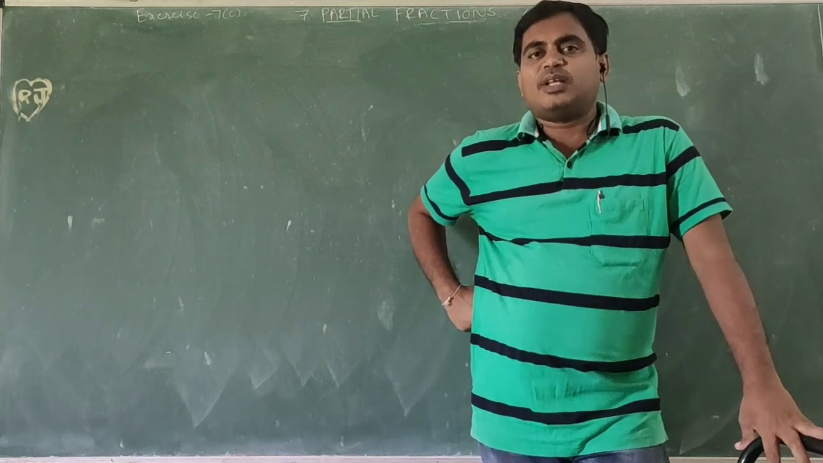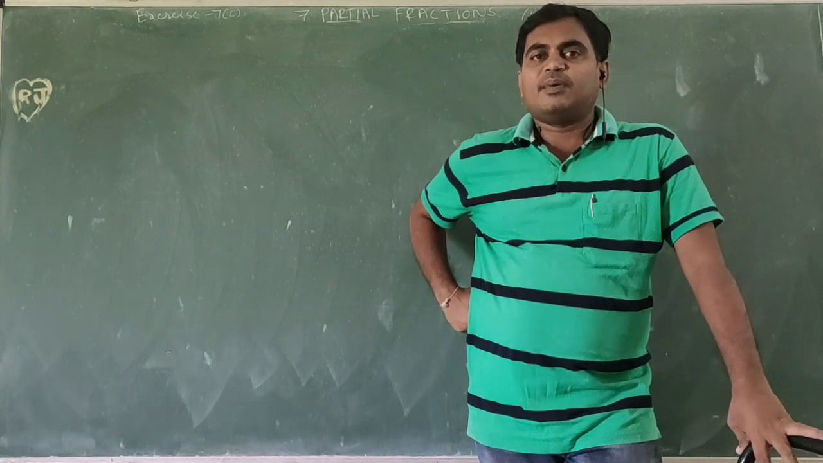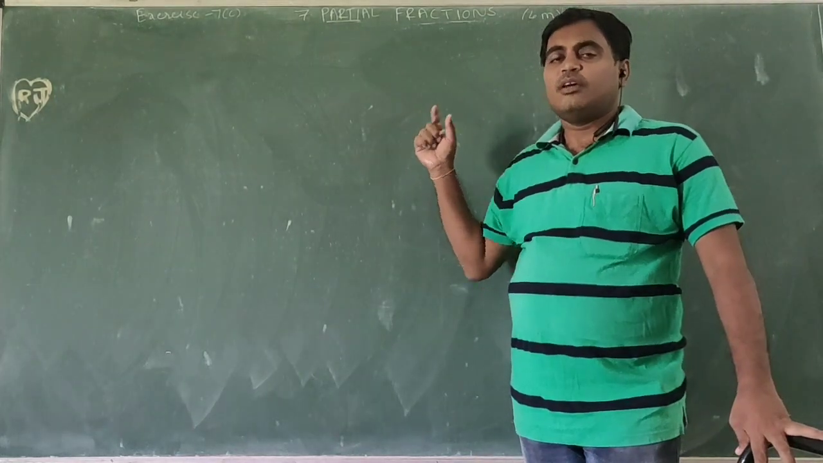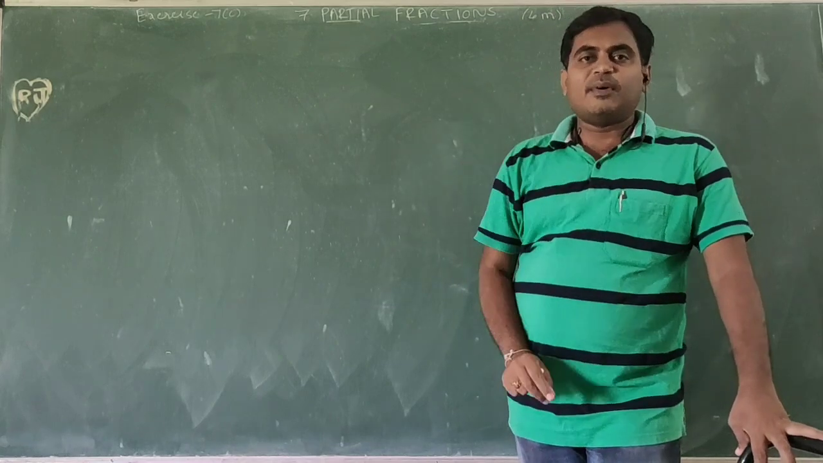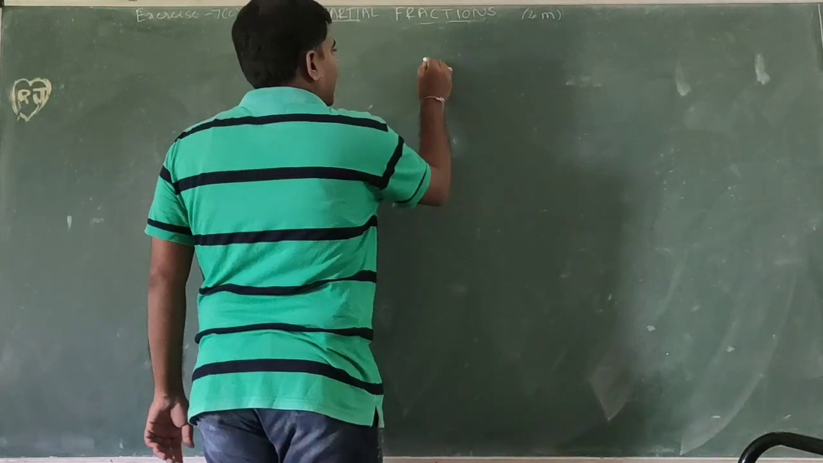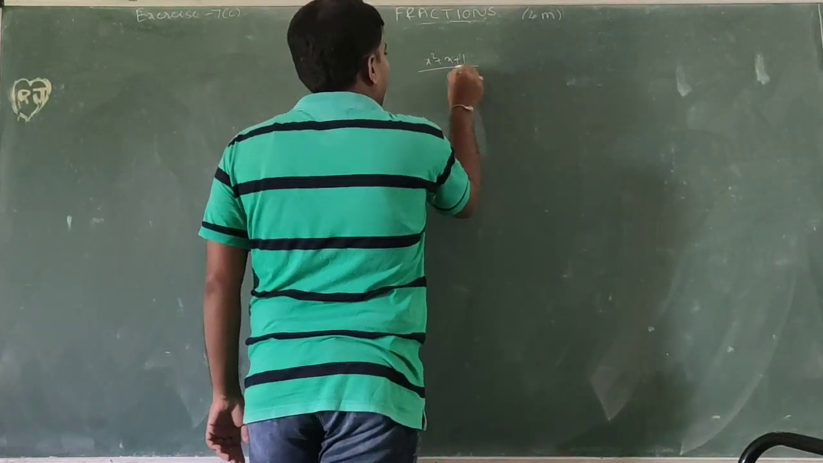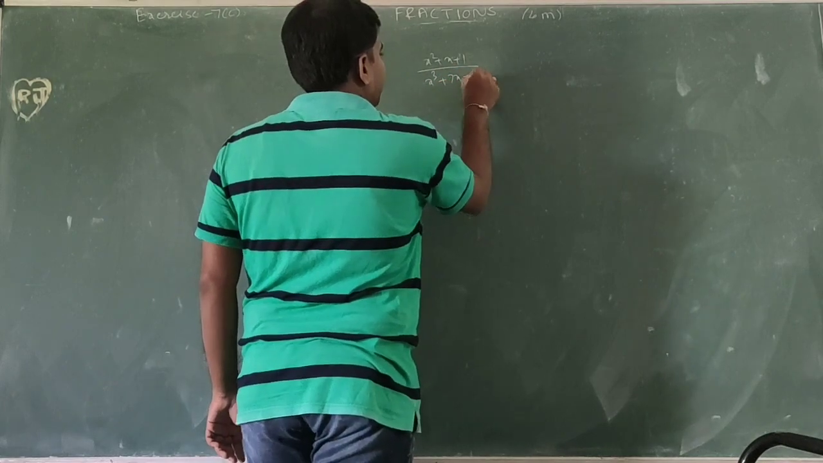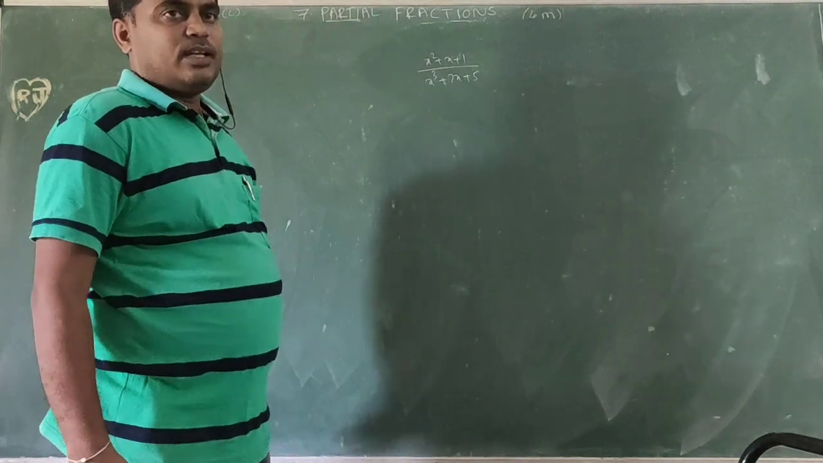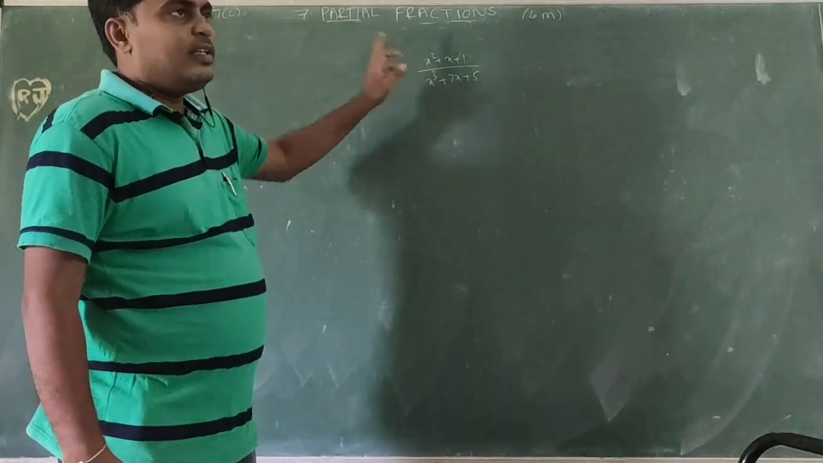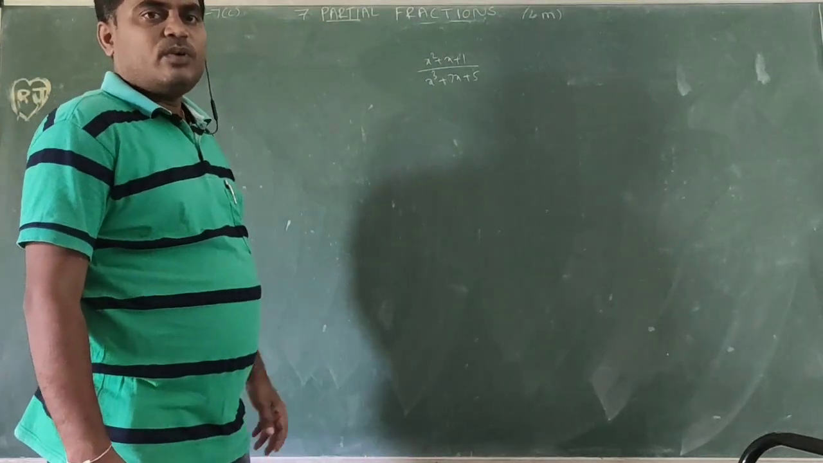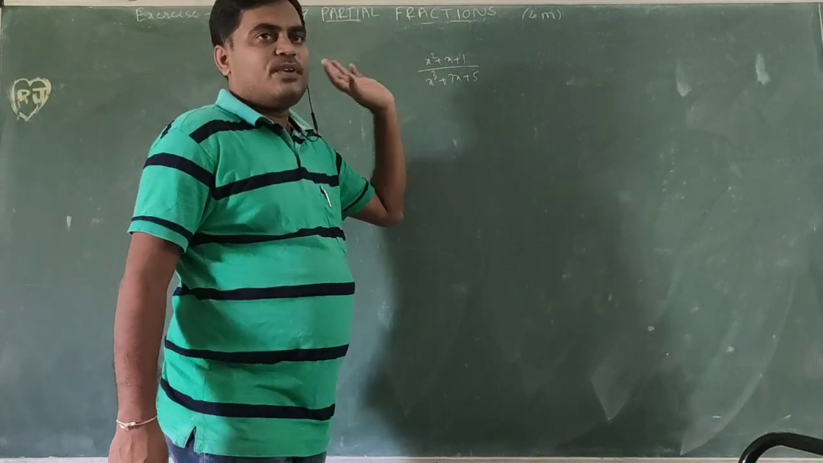improper fractions. First, one more time, what is a proper fraction and what is an improper fraction? Whatever problem we are doing, we must first identify whether it is a proper fraction or an improper fraction. Take x square plus x plus 1 by x cube plus 7x plus 5. What is the degree of the numerator? 2. The degree of the denominator? 3. The numerator degree is less than the denominator degree, so it is a proper fraction. We have done these kinds of problems till now.